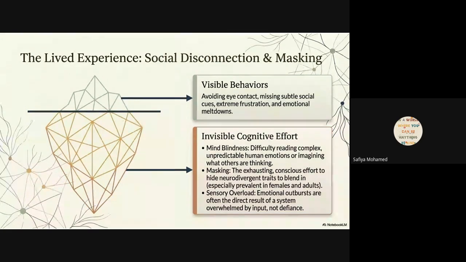All right. And then sensory overload, we spoke about that earlier, where they feel, hear, see, touch, and taste everything in extremes. Emotional outbursts are often the direct result of a system overwhelmed by input, not defiance. So with sensory overload, because they're receiving so much information at such a fast, loud, intense pace, they are obviously suffering. They are not well, and they need assistance with that.